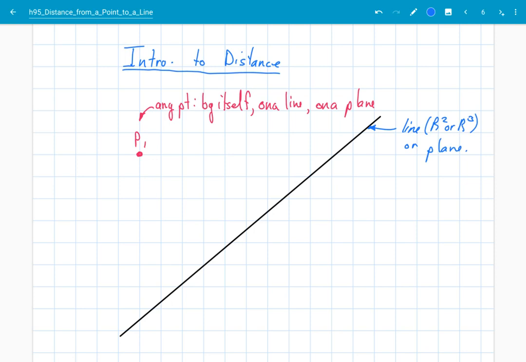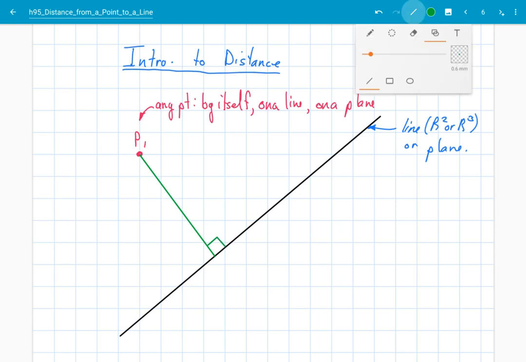So we want P1, how far away it is. Well, distance, when people talk about distance between things, they talk about the shortest distance. Not the wrong way around the whole world or something, but the shortest distance. So that means the perpendicular distance right there. Okay. So that is the distance we're looking for, D. Okay, that's what we're looking for. The lines don't mean anything. It's just to emphasize it.